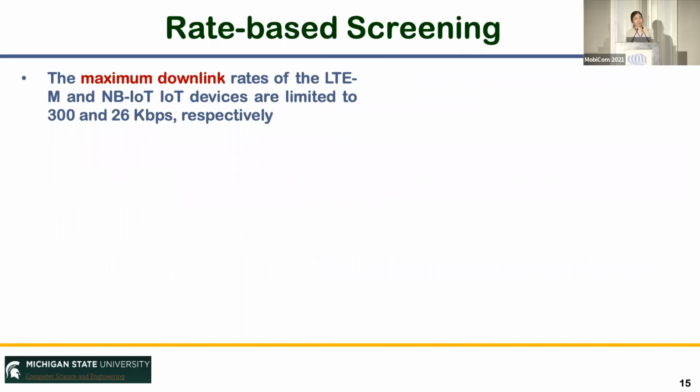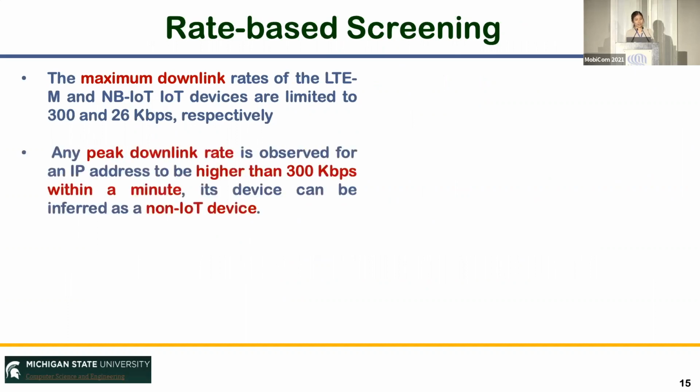As I introduced in the background, the maximal downlink rates of the LTE-M and NB-IoT devices are limited to 300 kbps and 26 kbps respectively. So our prober can record the downlink traffic statistics for each IP address whenever any downlink traffic is observed, and keep calculating the downlink rates over time. If any peak downlink rate is observed for an IP address to be higher than 300 kbps within a minute, this device can be inferred as non-IoT.